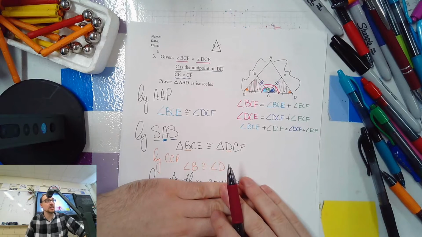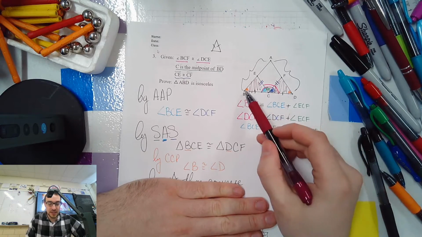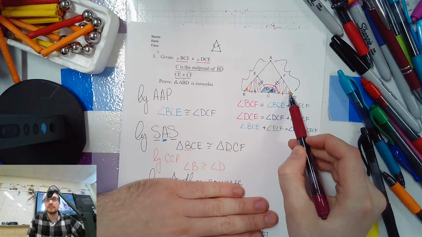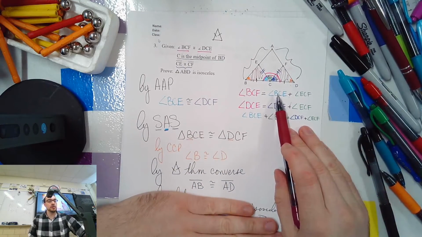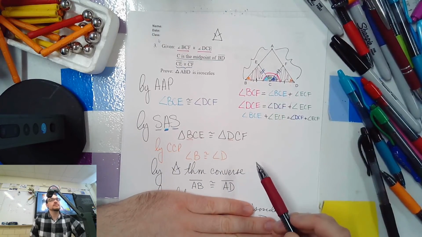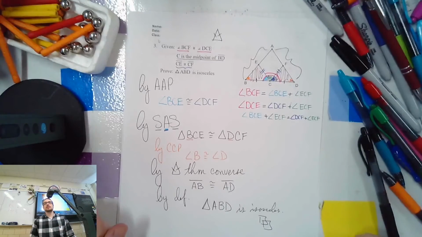Then, by CCP, if the triangles are the same, their parts are the same. So that means B and D are the same, right? And if B and D are the same, that gets me my sides by the theorem we learned earlier, right? And that means that's an isosceles triangle. That fits the definition.